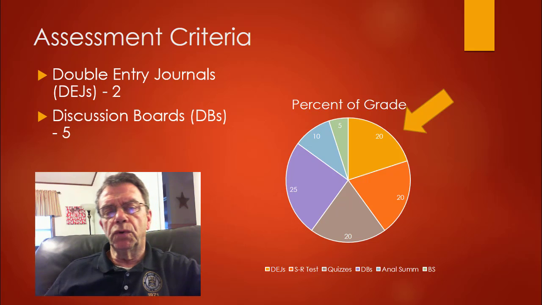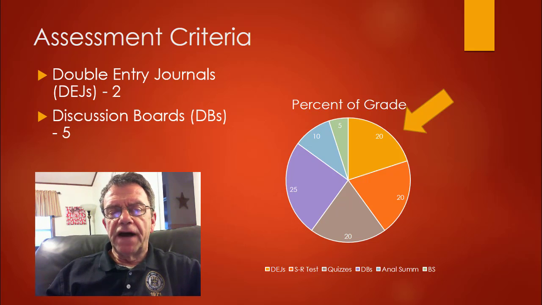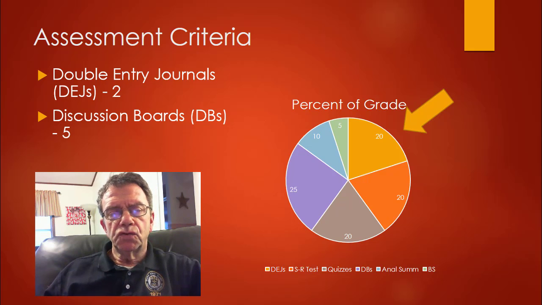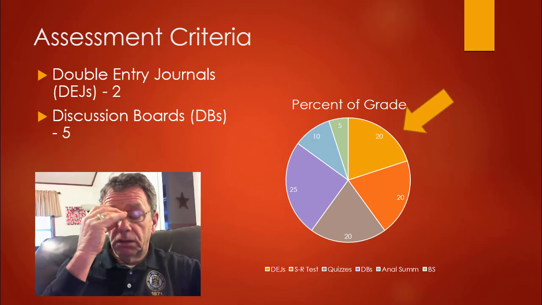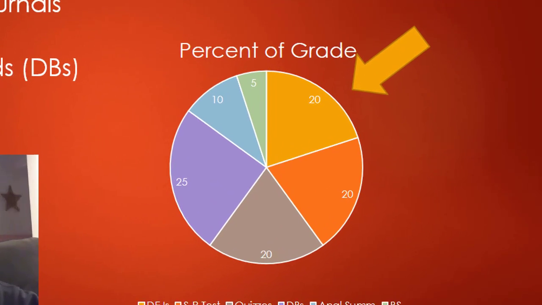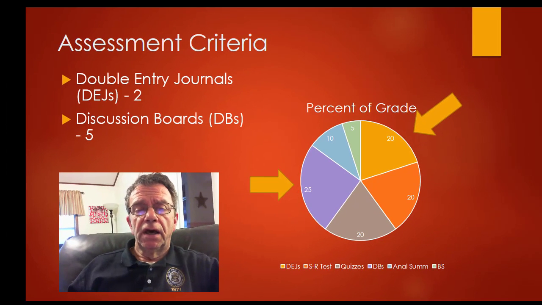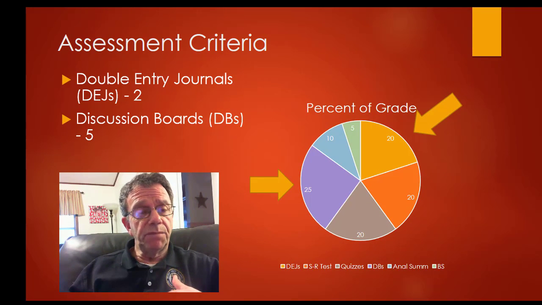The discussion boards, I believe there are 5 of those, and again, those will be weighted less in the beginning and more at the end. These will total 25% of your grade. So there is more weight on your discussion boards because to me that's the guts of this course. And you will get feedback, so that is why the later ones will be weighted more. Your last discussion board will be weighted the most.